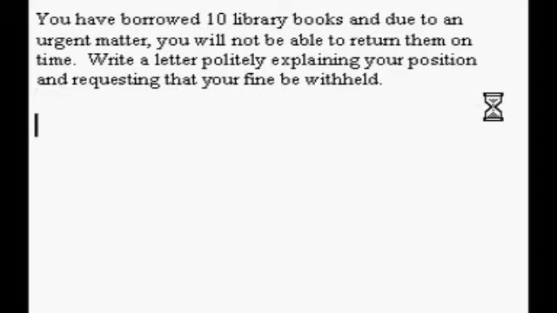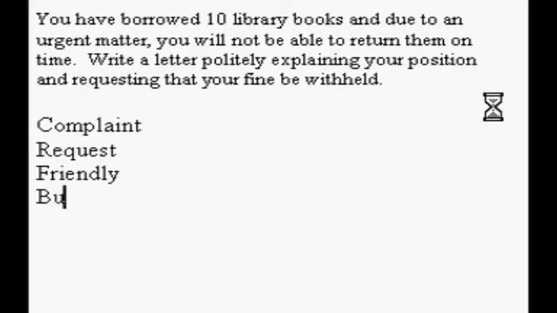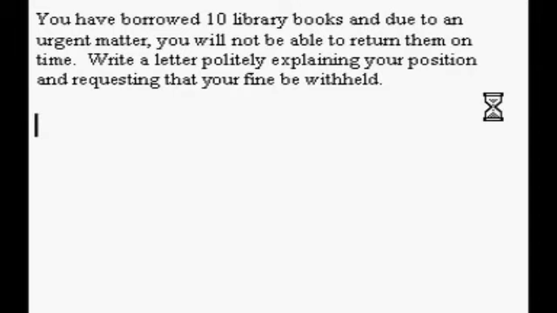Okay, so now letters fall into some different categories. One category is a complaint, one category is a request, one category is a friendly letter, and one category is a business letter. There are other types too. Now, if we look at this letter and what we've been asked to do here, this letter is a basic request. So let's just go over the task together.